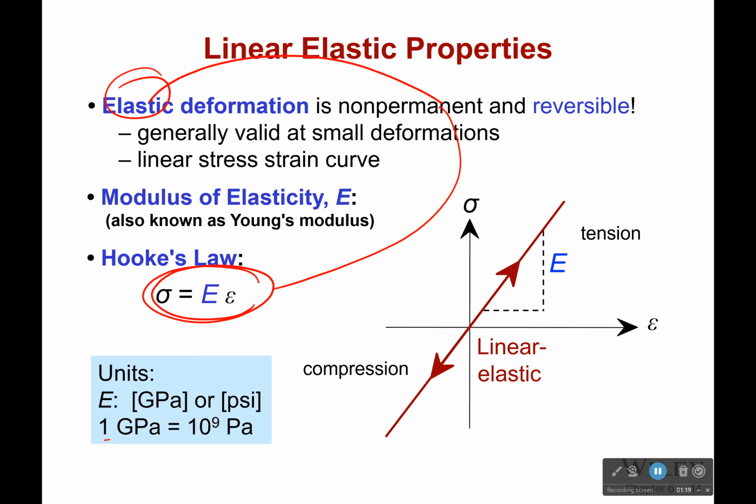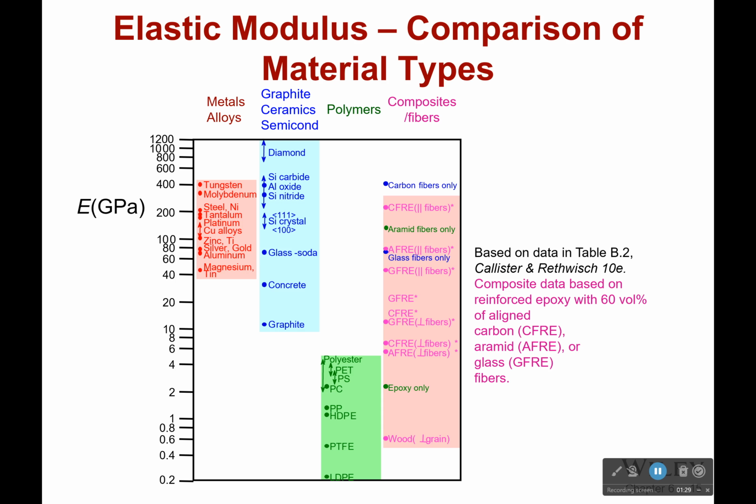Usually you'll see units of gigapascal or PSI, one or the other, when we're talking about the units for our modulus of elasticity. It's usually a big number. Now let's look at different materials and see if this makes sense to us. Remember, the bigger our modulus of elasticity, the stiffer our item, the less flexible.